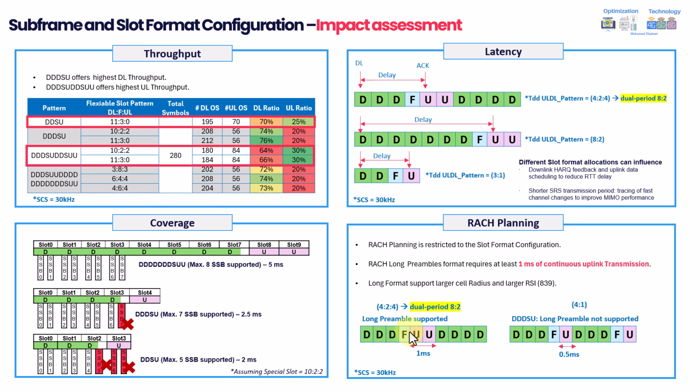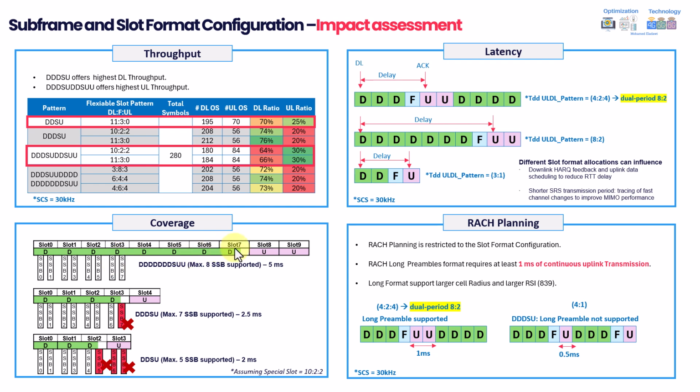And long preamble is very useful whenever you have a macro site, especially for macro sites, because it has a larger root sequence index. So this can give you a much better RACH performance. This kind of short preamble can be more beneficial whenever you speak about millimeter wave. Particularly, it might be used only for small cells and requires a smaller cell radius, while the long format supports a higher cell radius.